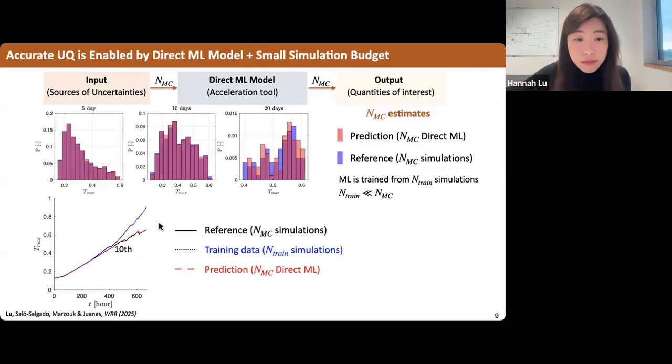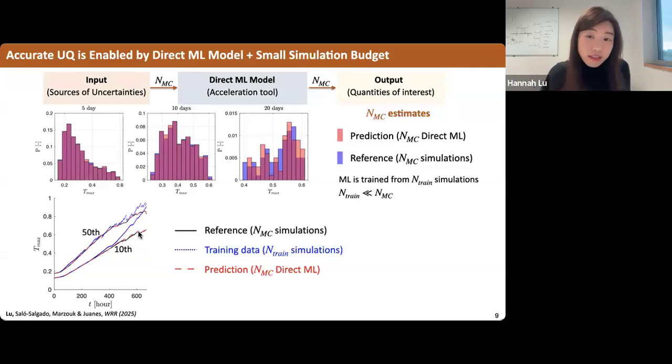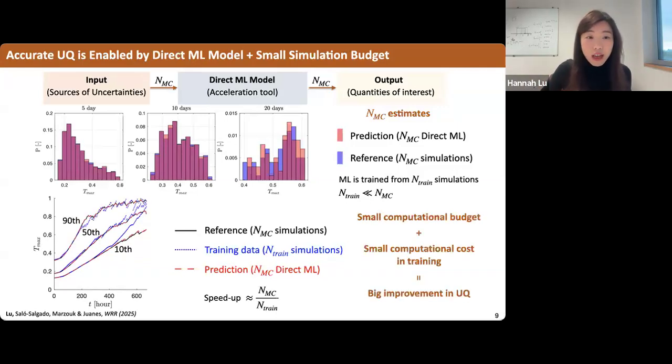However, using the same small data set combined with our direct machine learning model, which can reproduce a large number of accurate ensembles, we can approximate the statistics with much higher accuracy. Showing here in red, as you can see, it provides a much, much better approximation to the solid reference curve. And the same for the 50th and 90th percentiles.